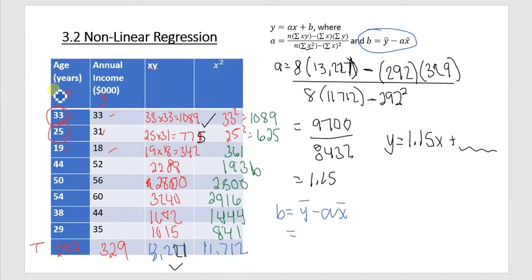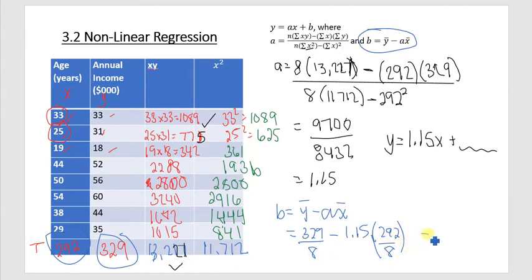Well, we know that the y's all add up to 329. It's right here, right? And then we have the x's that add up to 292. Well, 329, and we just have to divide that by 8. Subtract the 1.15. And x bar is going to be that 292 divided by 8, because it's going to be the average of the x's. So when you add up all the x's and then divide them by the number of values.